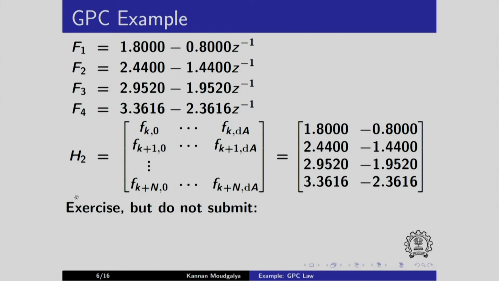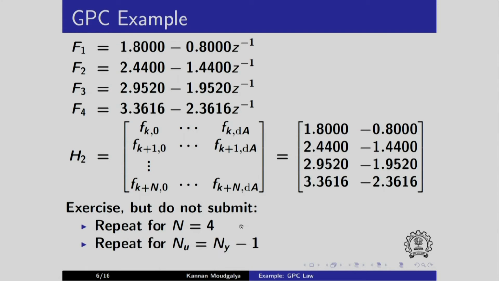I would want you to do this exercise, but you don't have to submit it. Repeat this for NY equals 4, but let NU equals NY minus 1, that is equal to 3. That is, the prediction horizon is 4, control horizon is only 3. You can check your results with the Scilab code that I am going to show shortly.